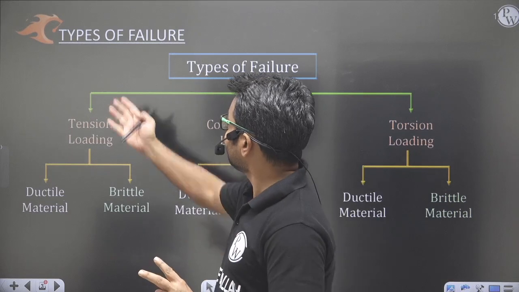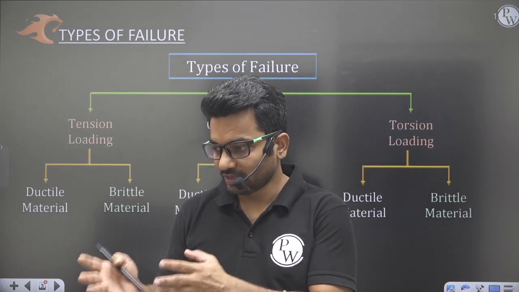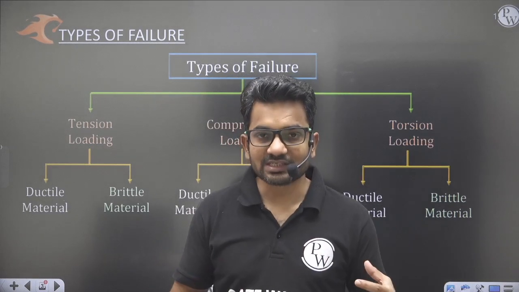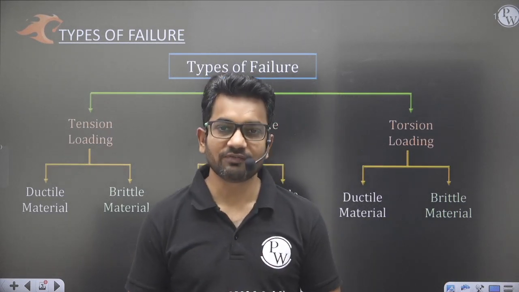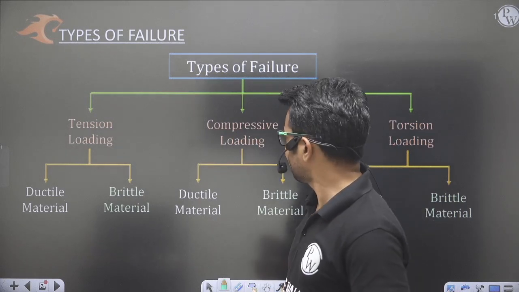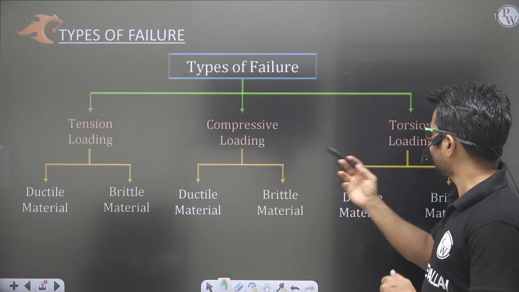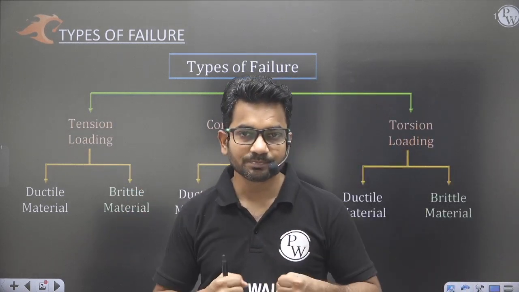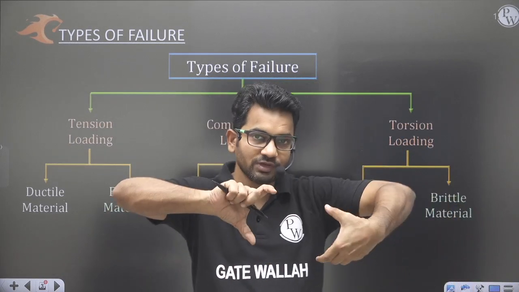Now in types of failure, we'll apply different types of loading on ductile materials and on brittle materials, and we will see how these two types of materials respond to these different loadings. What are the different types of loadings? We have tension loading, compressive loading, and torsion loading. In tension loading we are applying tension forces, in compression loading we are compressing the material, and in torsion we are doing a torsion test.